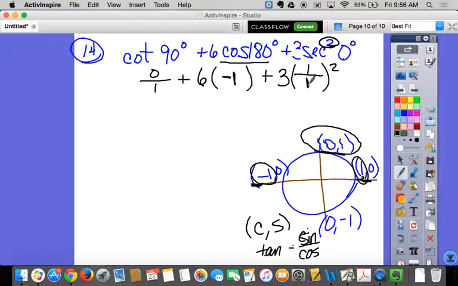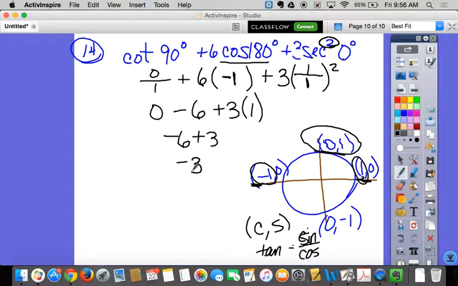I mean, honestly, you could put that in your calculator, couldn't you? So that's a 0. Oops. I need negative. So that's going to be negative 6. Now, don't forget, power comes first. So keep your 3. That's 1 squared, which is just 1. So negative 6 plus 3 is negative 3. So it's not too terribly bad. But you do have to wake your brain up. Okay. So let's move on.